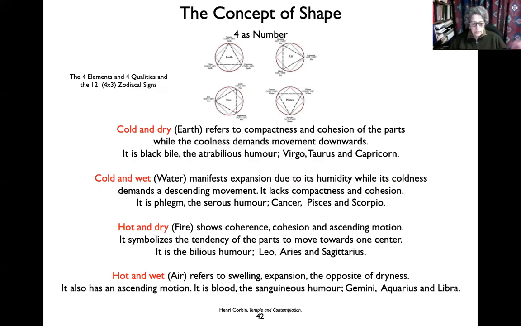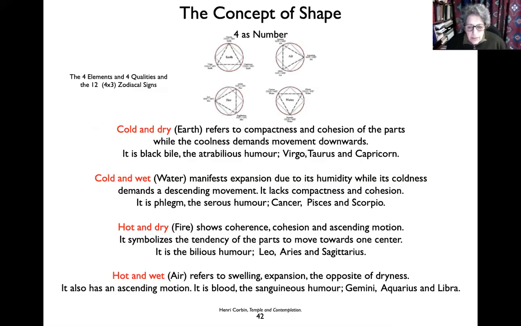So here we see the elements with the 4 qualities and the zodiacal signs. So for instance, Capricorn is cold and wet. I can't really read that. Cold and wet. Oh, fire. Oh, so cold and dry has to be water. Cold and dry. Oh, earth, it's right in the middle. It's earth, cold and dry.